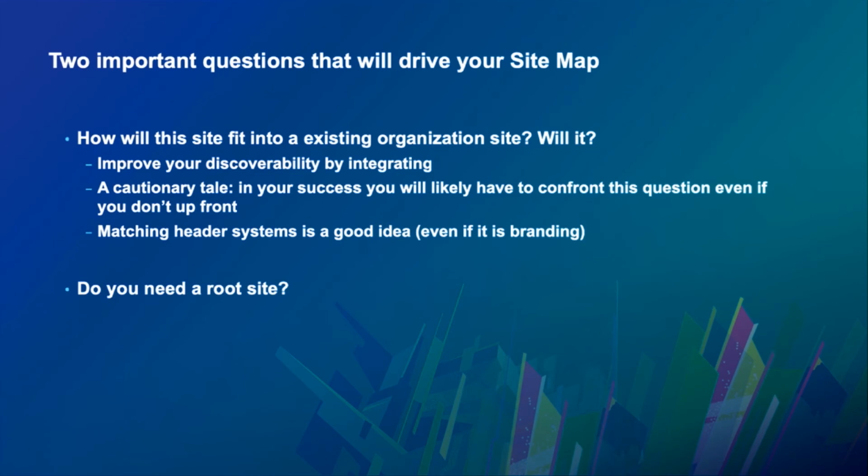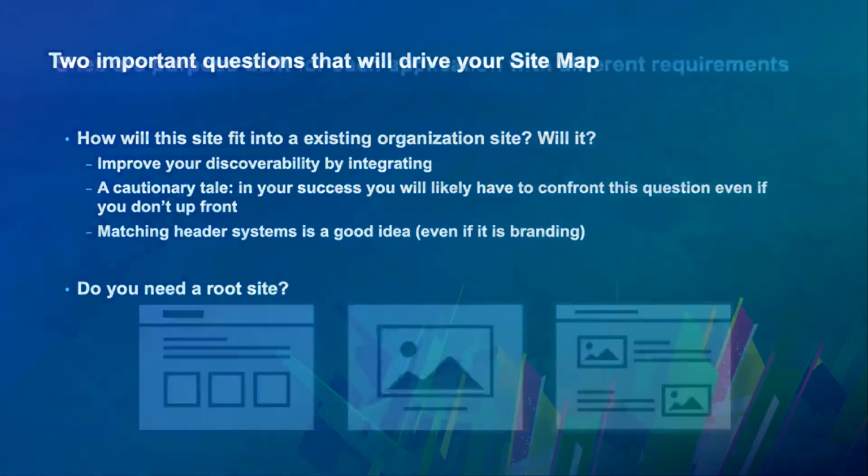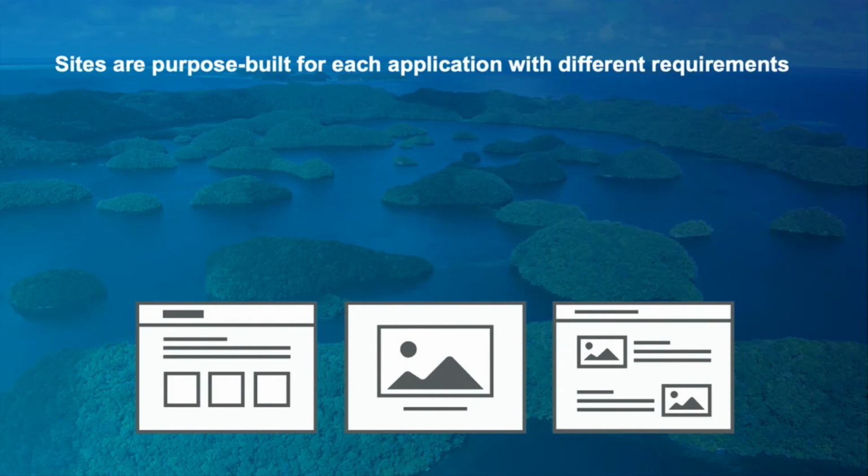The other question is, do you need that root site, the mama site, the one that you can point to and say, here's my GIS in its entirety for the non-GIS audience? So this is an example of the island situation: 3 different sites, 3 different feelings, and they're not connected at all.